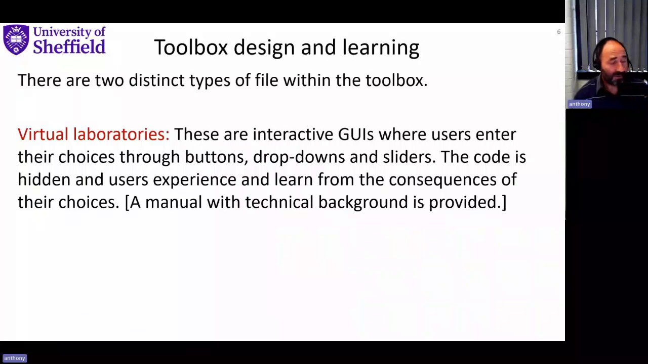So these are a bit like interactive GUIs, or user interfaces, where users can enter their choices through buttons, drop downs and sliders. So you really are protecting them from the mathematics. What you're saying is, what do you think will happen if you change the mass? What do you think will happen if you change the wind? What will happen if you change this? So they're meant to be intuitive type environments where you can encourage the students to engage with how does the real world behave? What's the impact of feedback, and so on.